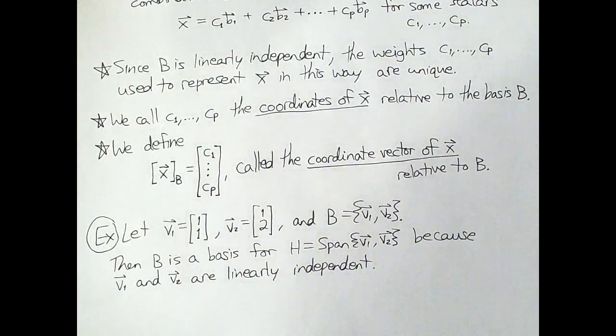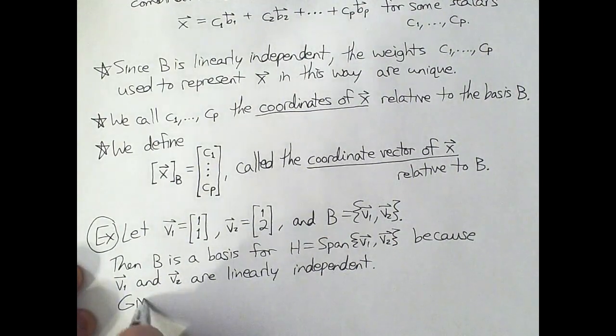What are the requirements to be a basis? The set has to be linearly independent and it has to span the subspace. Well, from this, I can tell that v1 and v2 definitely span H. So we're okay in that regard. Now we can get to the new part.